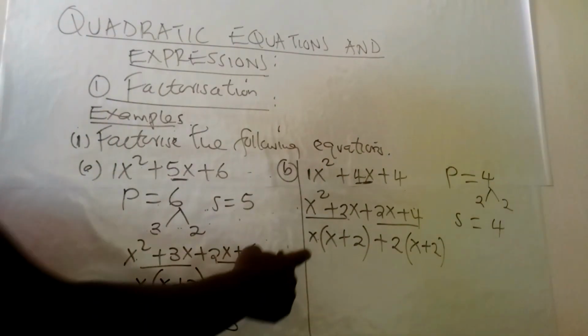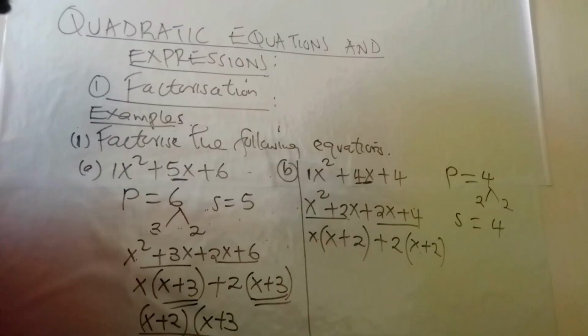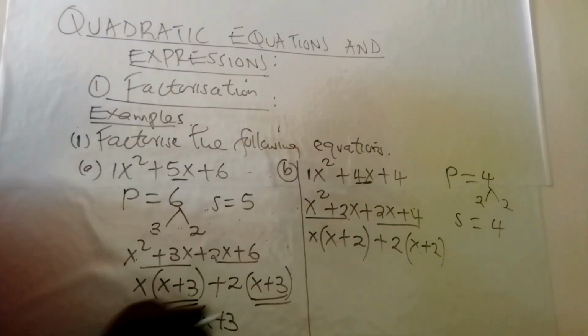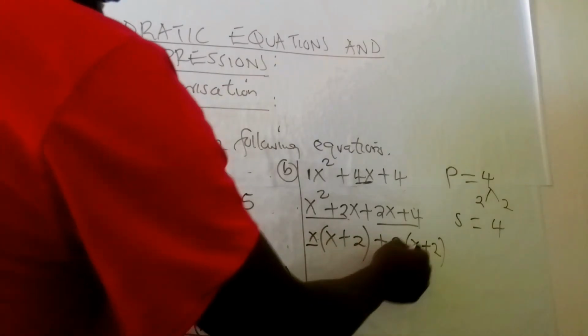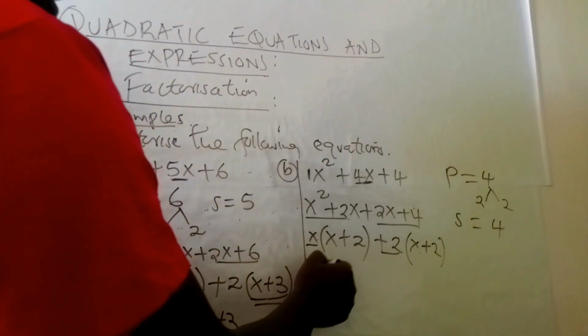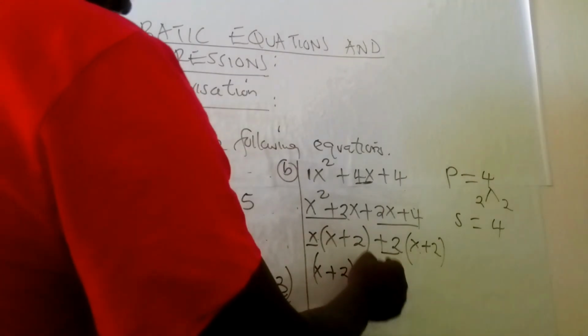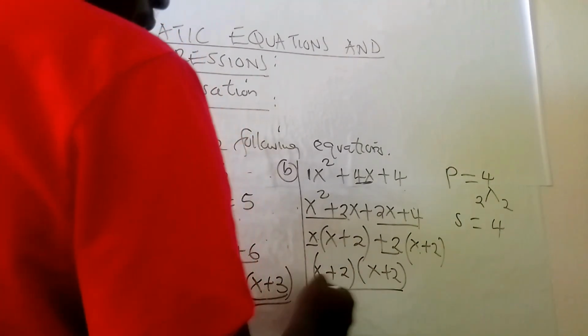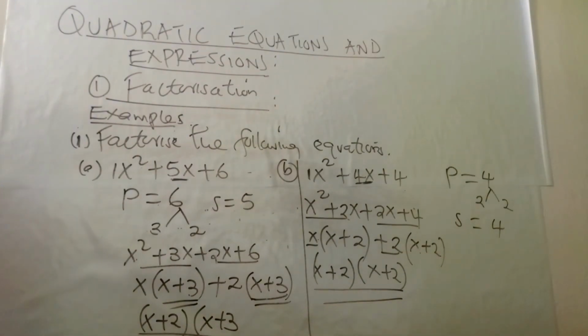If you look at what is in the bracket, it's the same as I've told you here. When you are doing factorization, what is inside the bracket is the same. Then from there, let's combine what is outside the bracket, the factors. We're going to have x plus 2 into bracket x plus 2. That is our solution to that question. We move on to another question.